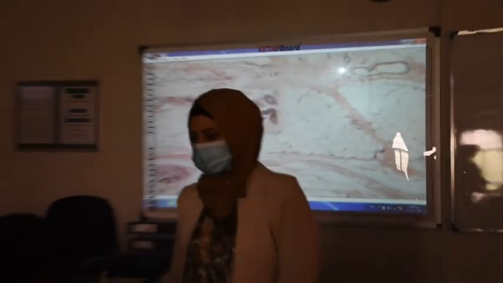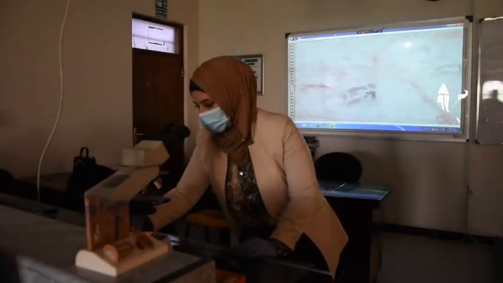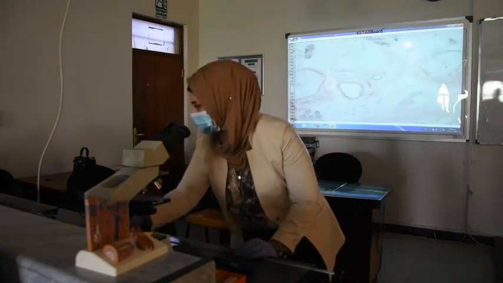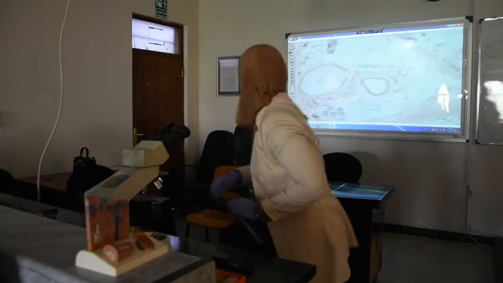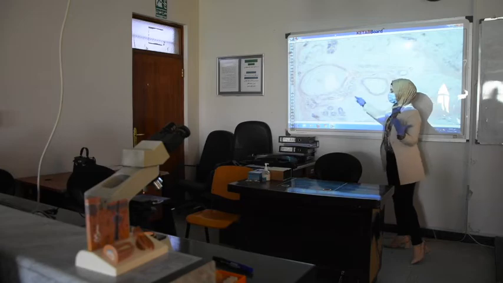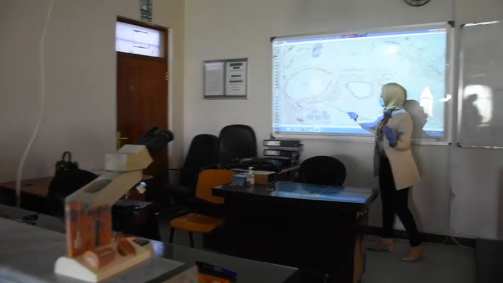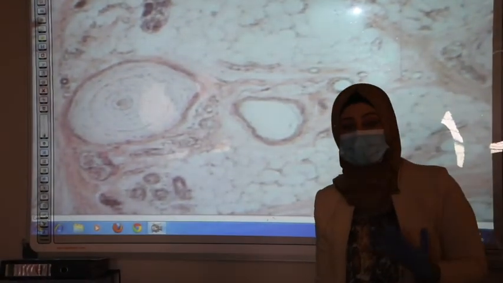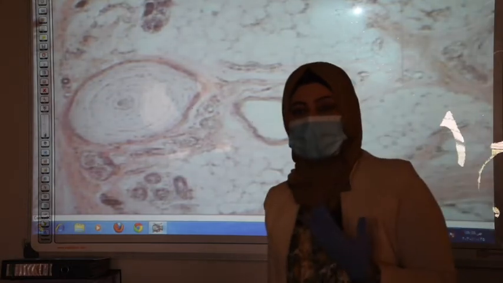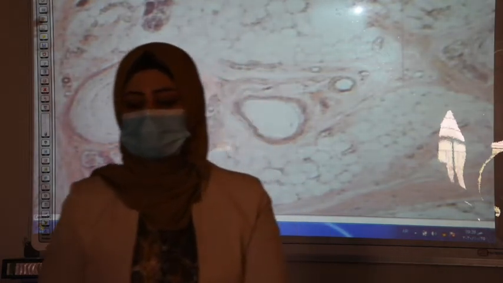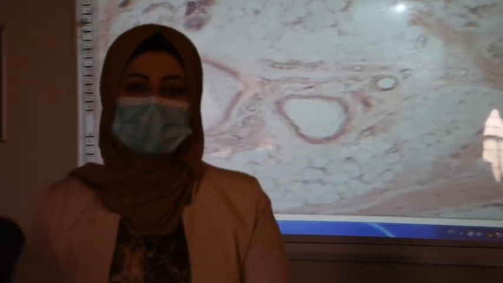Also, we can see a Pacinian corpuscle. These are a nice structure. Okay. It looks like onion rings. As previously discussed, it is a nerve ending located in the deep dermis. They act as mechanoreceptors, and they give a sensation of the skin surface, such as cold, hot, and any bite sensation.